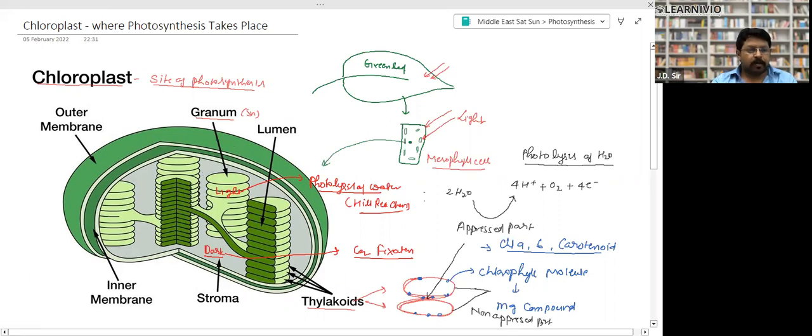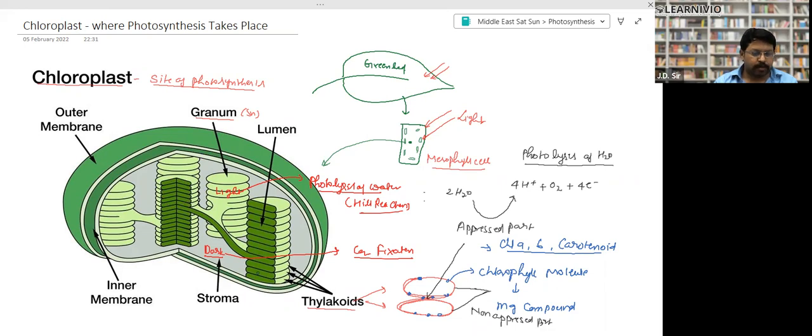Look, this is the outer membrane, this is the inner membrane, and inside there is a gel-like substance that is called stroma. Inside the stroma, there are certain structures. These structures are called grana, and a single structure is called granum. Now light falls on the grana, then photolysis of water takes place. That is called the Hill reaction.